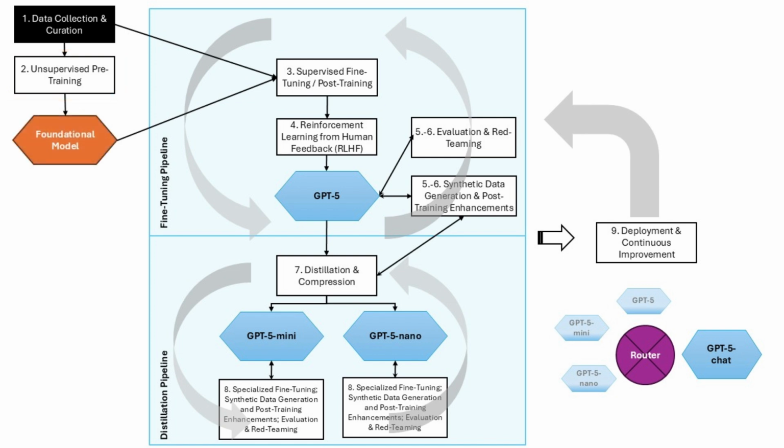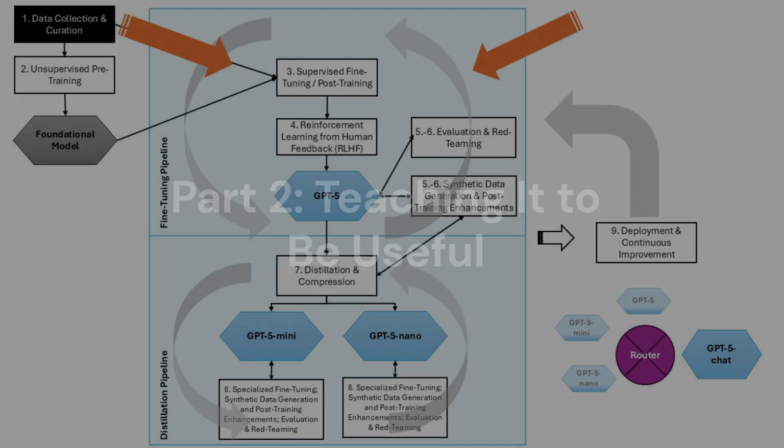The result of this stage is the foundational model. Think of it as a genius who has read every book in the world but has no social skills. It's incredibly knowledgeable, but unrefined and not yet particularly helpful or safe. Now we enter the fine-tuning pipeline. This is where we take our raw genius model and teach it how to interact with people and be useful.